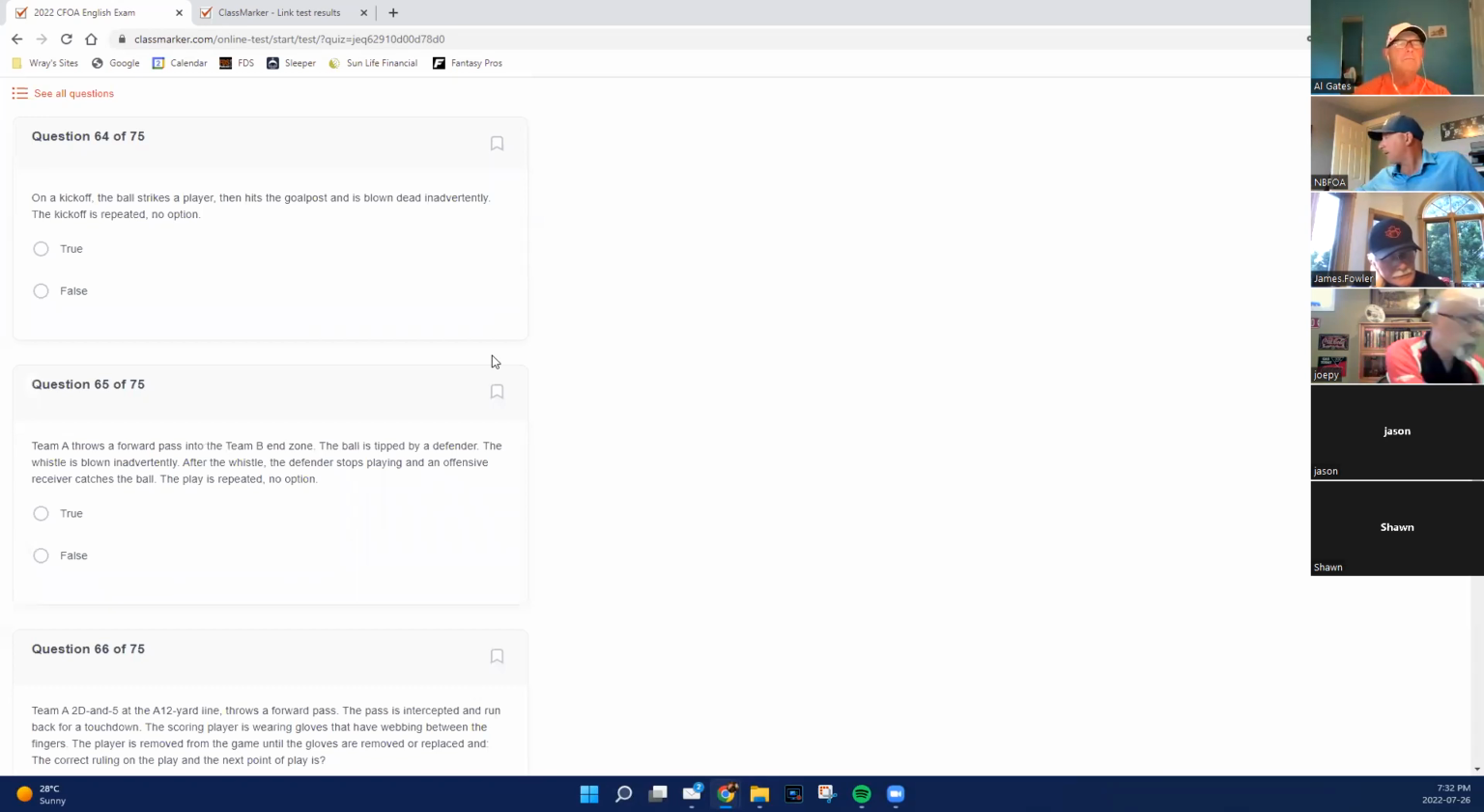Question 64. On a kickoff, the ball strikes a player, then it hits the goalpost and is blown dead inadvertently. The kickoff is repeated, there's no option. True or false? So it hits a player, meaning the ball is live, right? True.